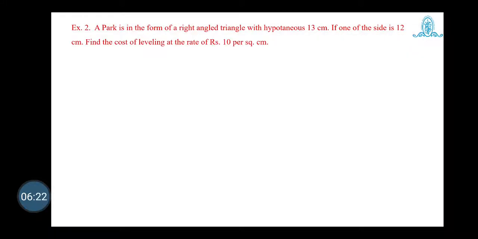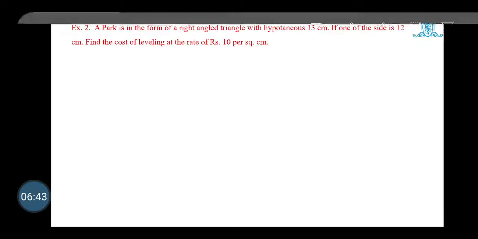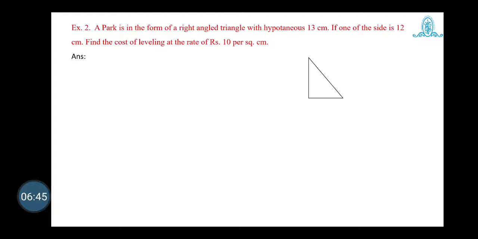Here the park is given in the form of a right angle triangle in which the hypotenuse and one side are given. So with the help of these two, we can first calculate the other side, and then we have to find the cost of leveling of the given park if the rate is 10 rupees per square centimeter. Okay, now I'll start to solve the example.